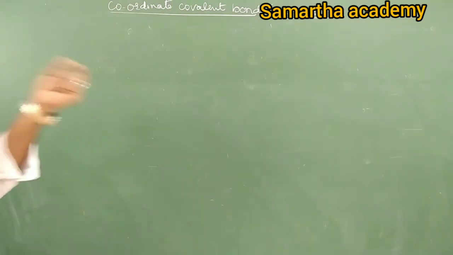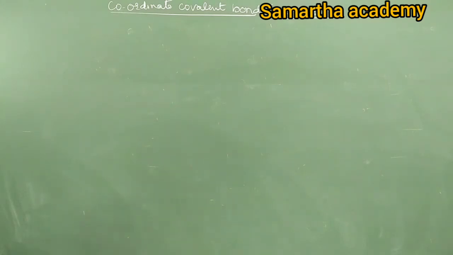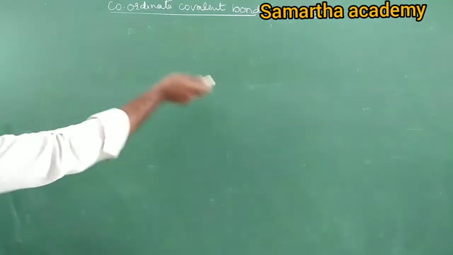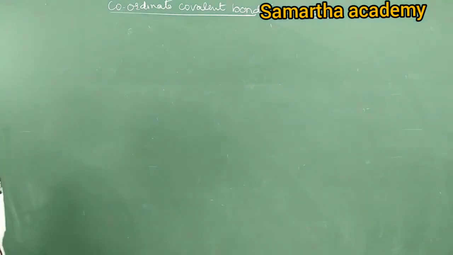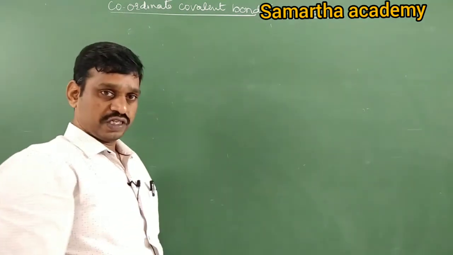Okay, so only this is possible. These are the possible questions. They may ask about dative bonds: which molecule has a dative bond, or which molecule does not have dative bonds. There was one more question: by giving a molecule, they expect which kind of bonds are present.